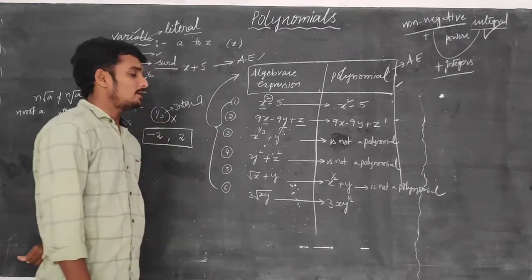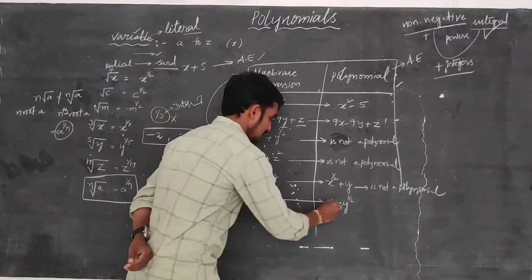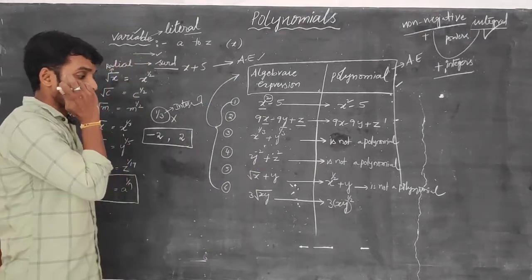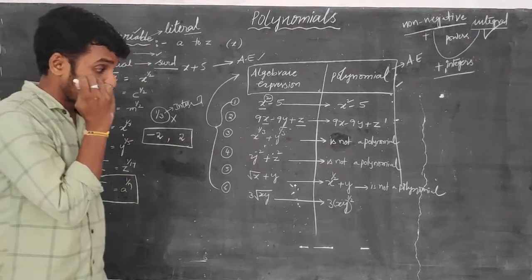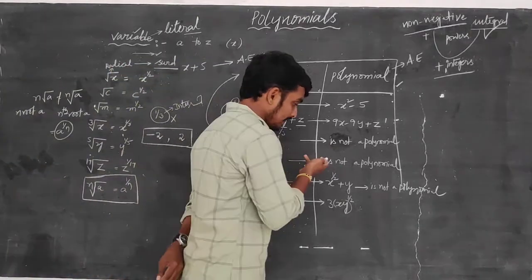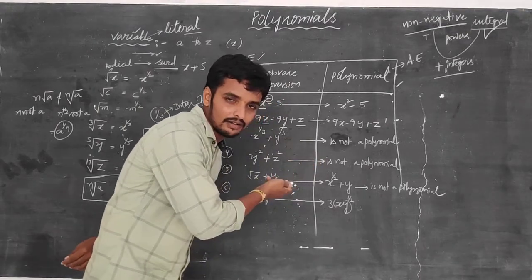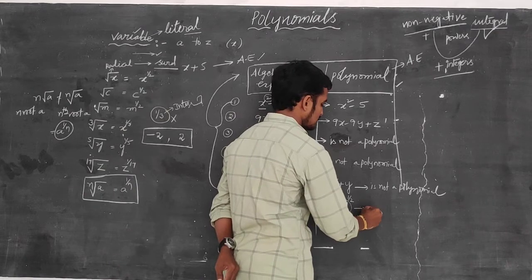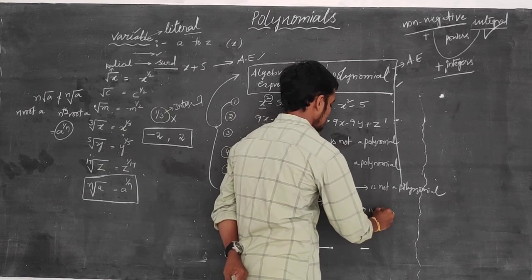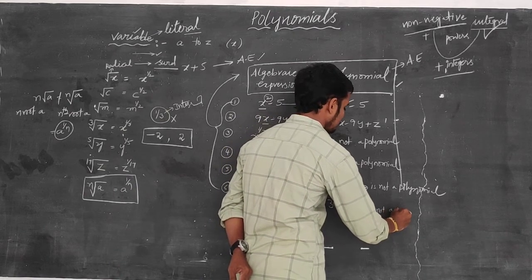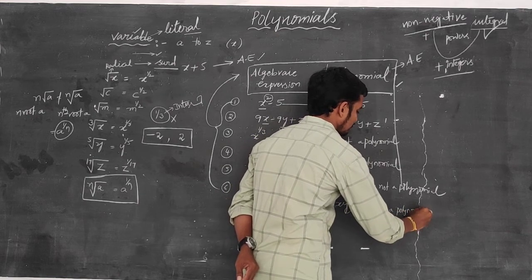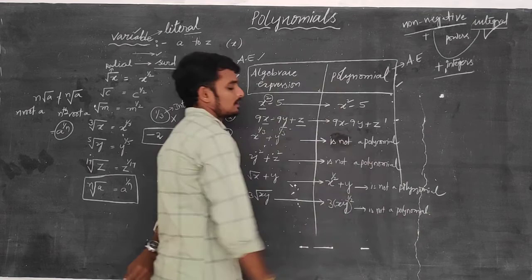So the variables x and y both have it, because it has both roots. So xy to the power of 1 by 2. We have two variables, x and y. Both need non-negative integral powers. Is 1 by 2 a non-negative integer? No, 1 by 2 is a rational number. So we conclude it is not a polynomial.